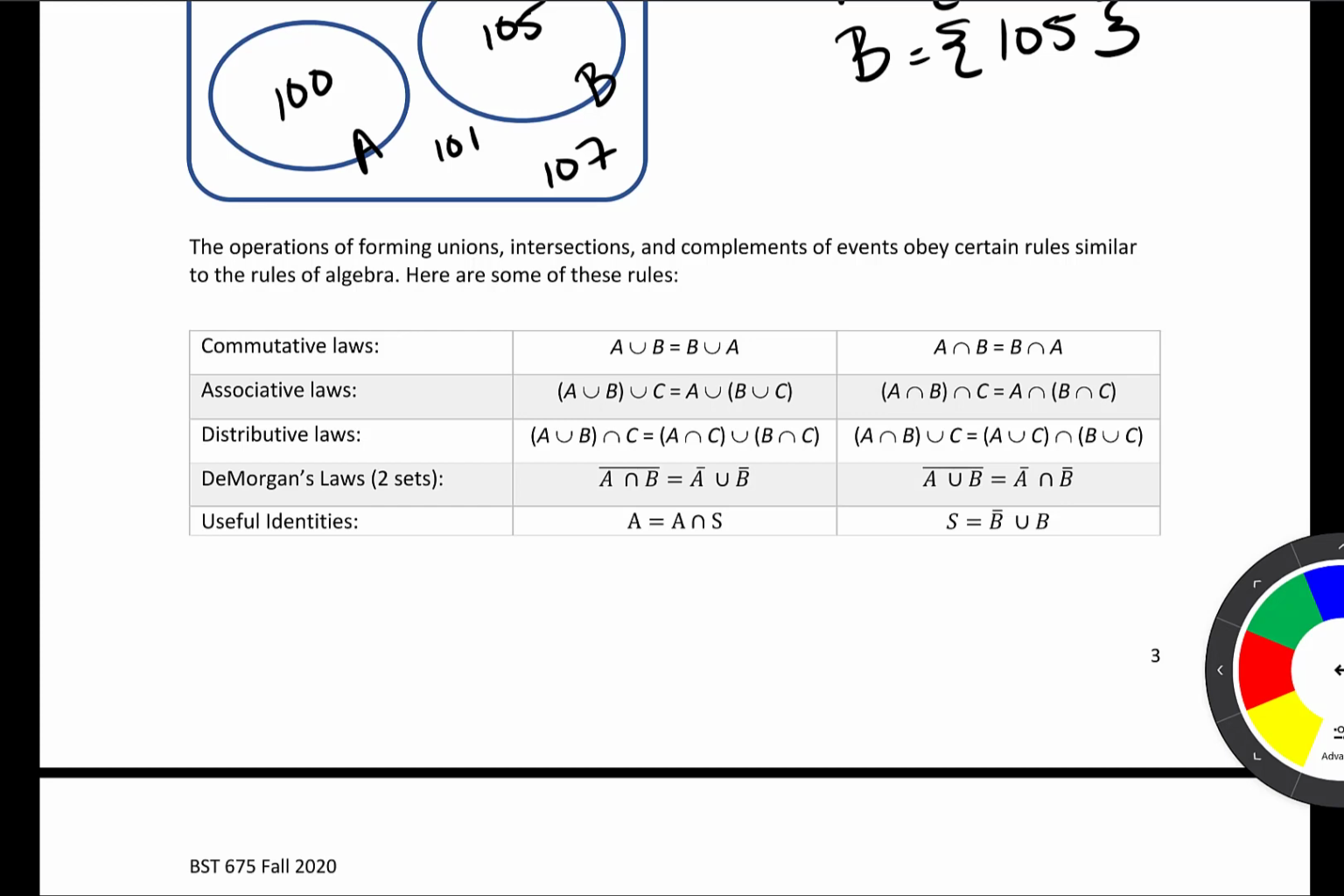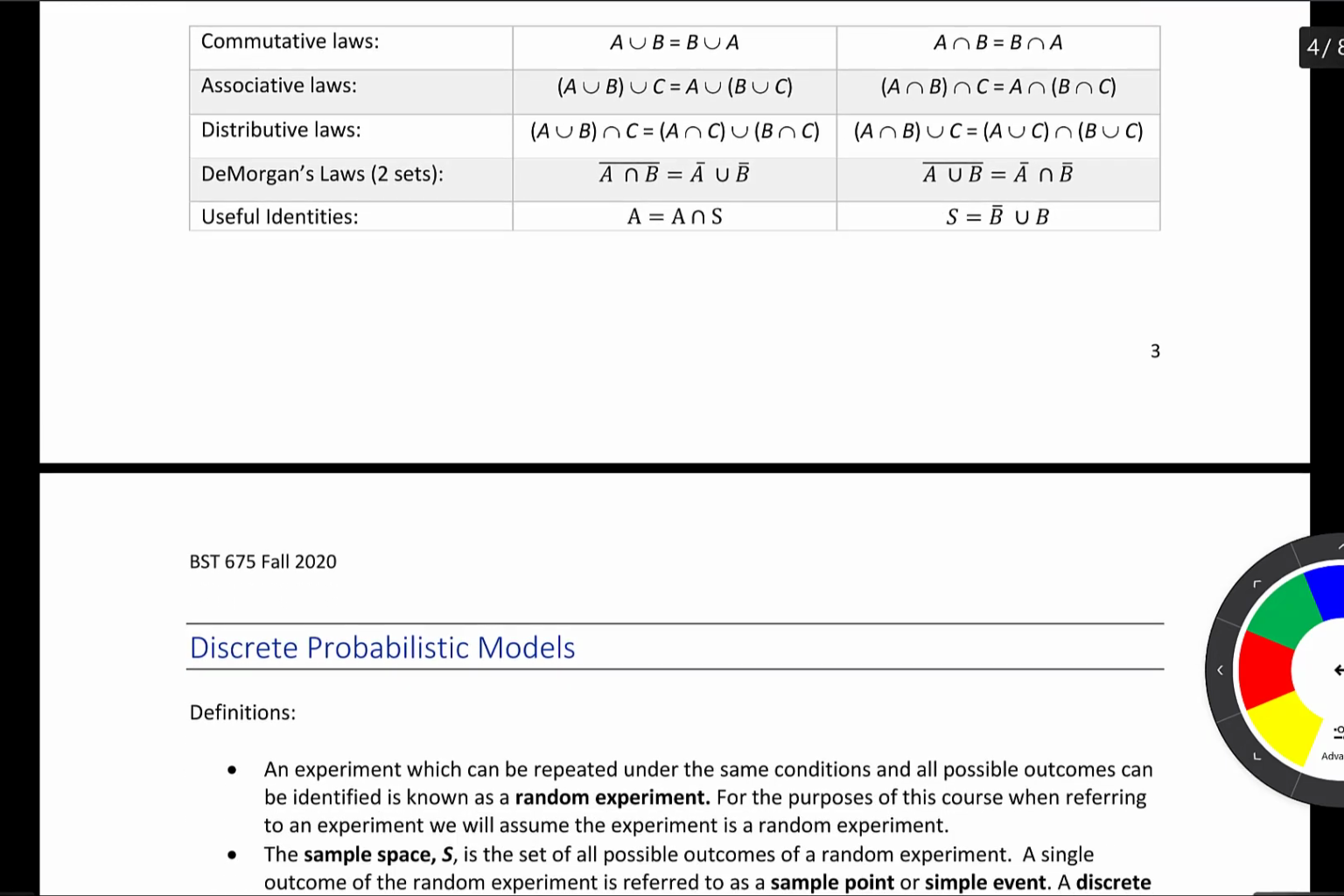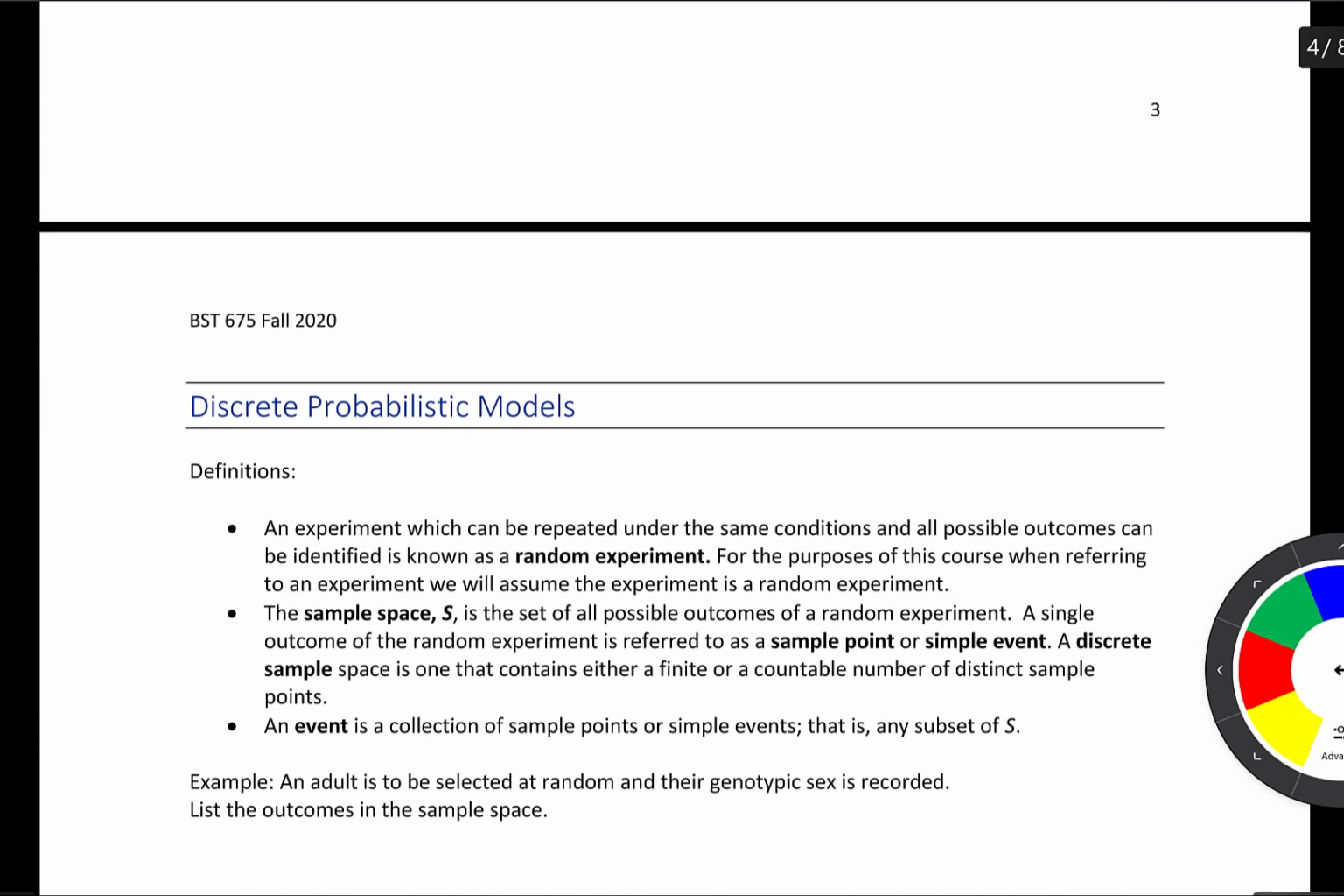We have associative laws. So notice here, if we add parentheses, that is still going to hold with our unions. Distributive laws. We have De Morgan's laws, which can help us see the relationship between unions and intersections and complements. And then just a couple of useful identities here. All right, so that's just a little bit about set notation.